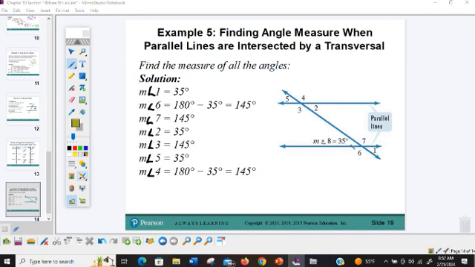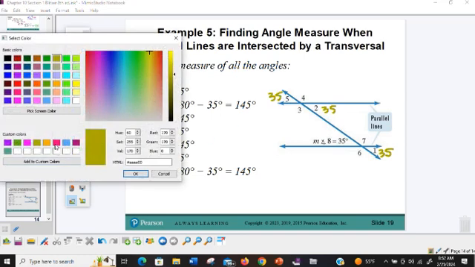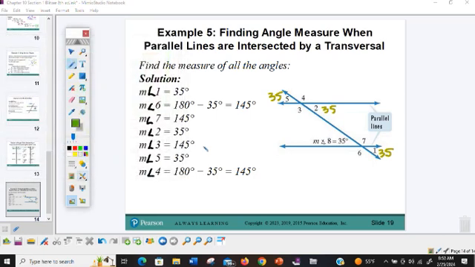This one is 35. Well, if that's 35, this one's 35 because they're across from each other. So we know that one. We also know that alternate interior, this one's going to be 35. And then these are vertical again, so this one would be 35. Now we've got to find the other side. So what you're going to do is take 35 and subtract it from 180. 180 minus 35 is 145.